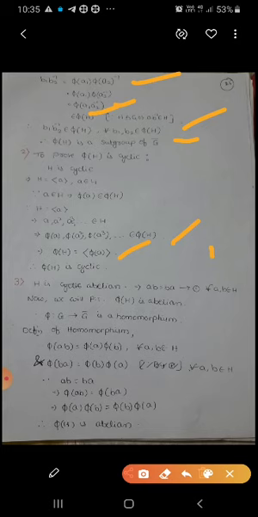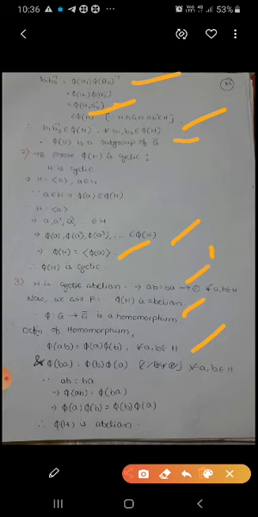So this is the second one. Next, the third one, to prove phi of H is abelian. What is given? H is abelian, meaning AB equals BA for all A, B belongs to H. Now we will prove that phi of H is abelian. So phi is a homomorphism. By the definition of homomorphism, phi of AB equals phi of A into phi of B for all A, B belongs to H.